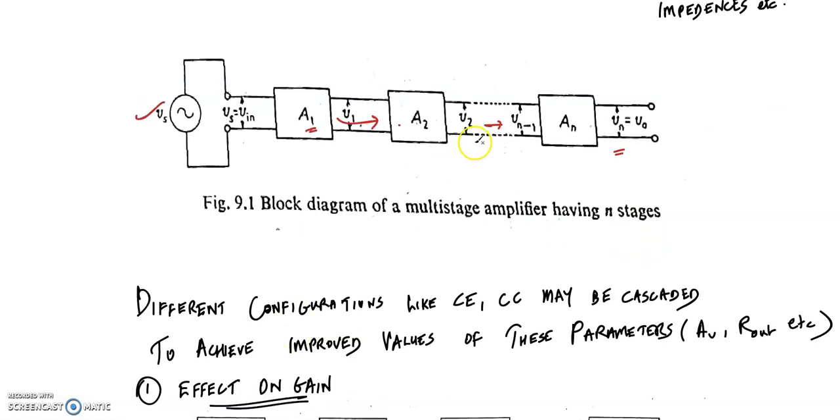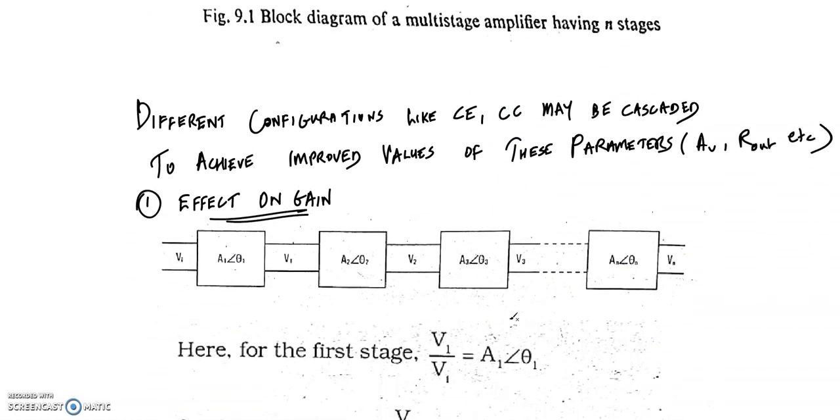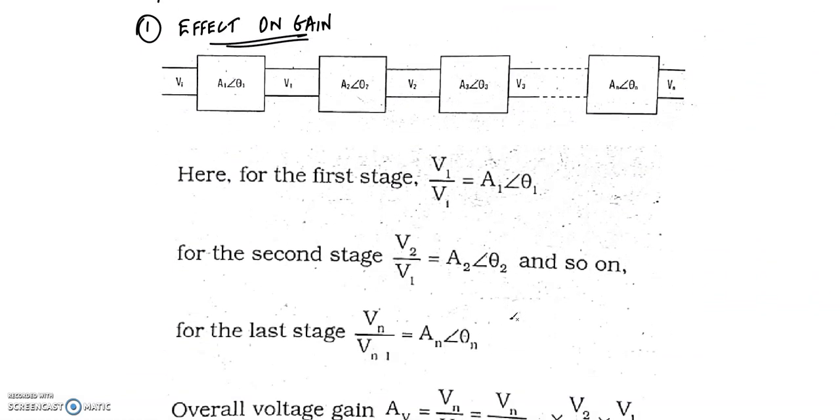Now you can actually have different configurations. In case of BJTs, you can have configurations like common emitter, common collector, and all that. You can have different combinations in order to achieve whatever you need for a particular application. Now what we will be seeing in detail is the effect on gain and the effect on bandwidth. What is the effect of cascading, or the effect of having multiple stages, on gain?